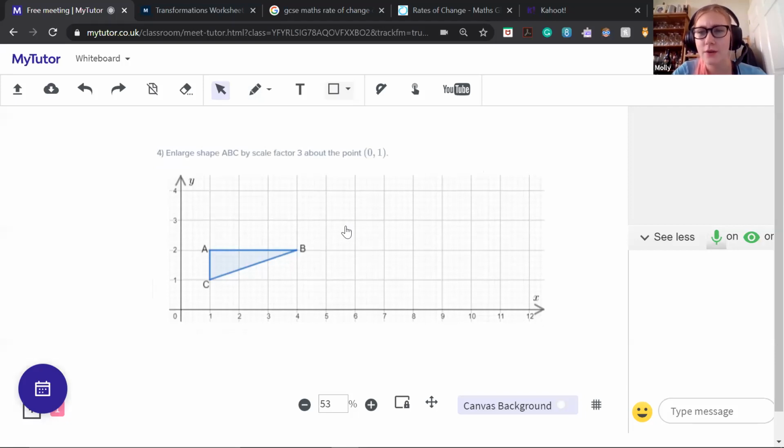Now, if you were here, was it yesterday that we did similarity or the day before? They've got really, really strong links because shapes are similar if one is just an enlargement of the other. So when we were working out that.